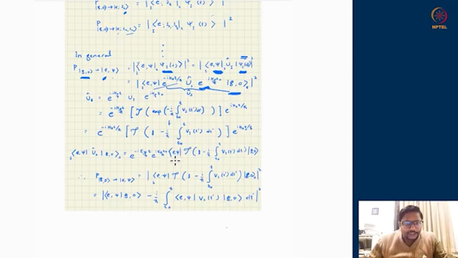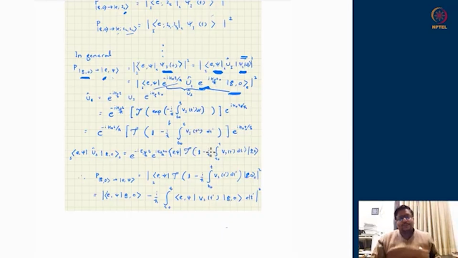And this would be squeezed between exponentials. So this should be t naught here. This should be squeezed between e to the power minus i H0 t and e to the power plus i H0 t naught, from left and right correspondingly.